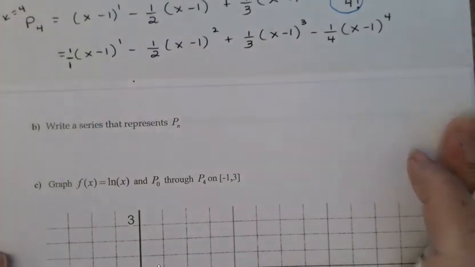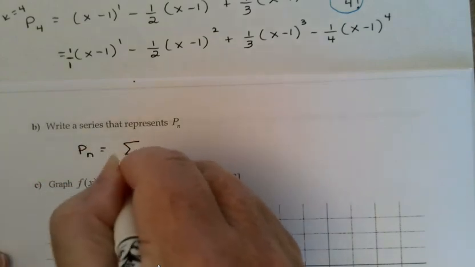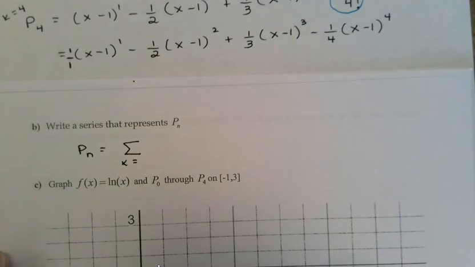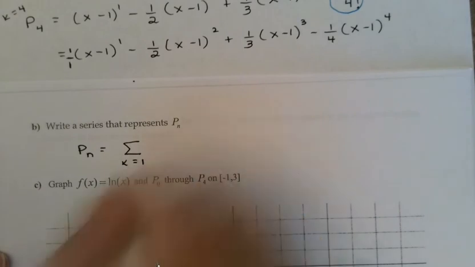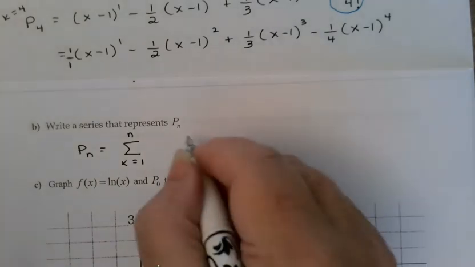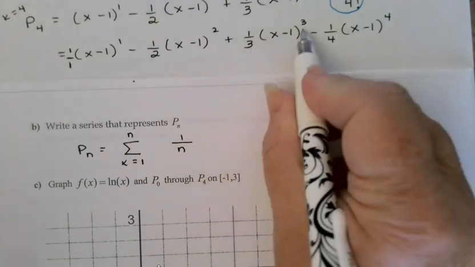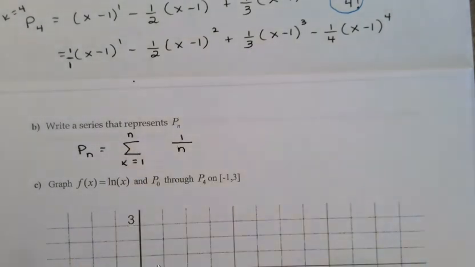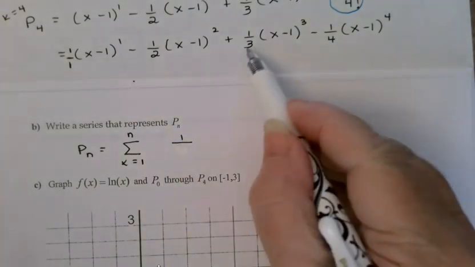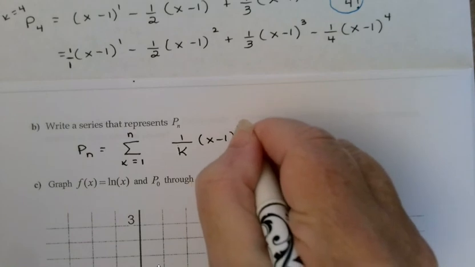If I want to try to write a series that represents Pn, I'm going to take the sum. And technically we always start from 0 on these, but because my k equals 0 term here was just 0, I'll start at 1. So from 1 to n. And each term is going to be 1 over k, my fault, n is the final number. So if I just look at this one for a k of 3, I'd have 1 over k times x minus 1 to the k power.